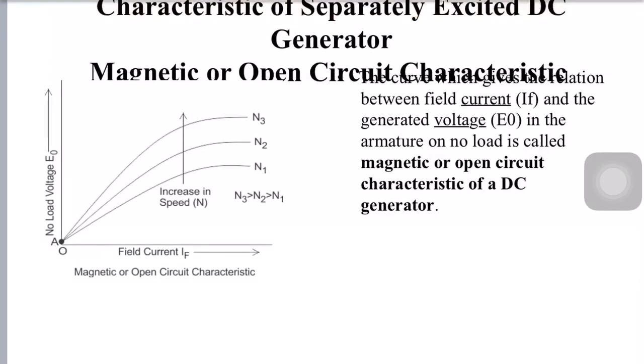Today we'll learn the characteristics of DC generators. So, all of us know that DC generators are classified as separately excited generators and self excited generators. In self excited generators, we again have three classifications: shunt wound DC generators, series wound DC generators, and compound wound DC generators. And in compound wound DC generators, we have two classifications. One is the long shunt compound generator. The second one is the short shunt compound generator.